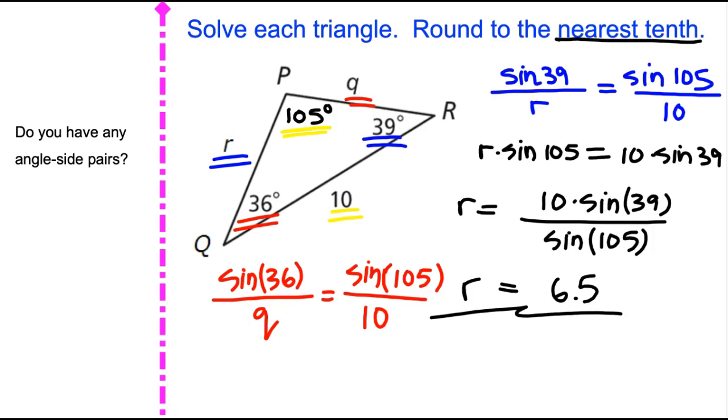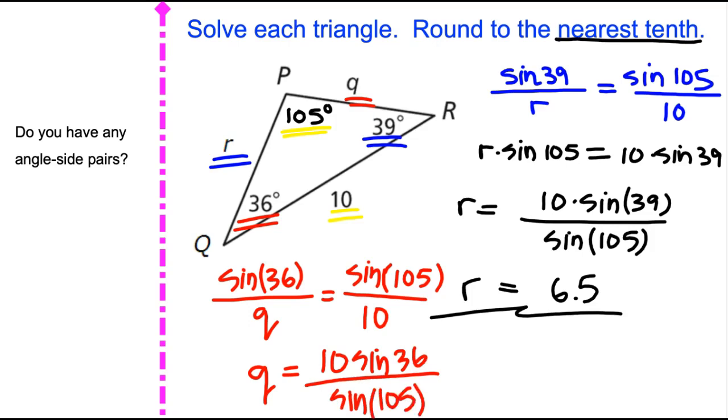Okay, same thing. So Q would be equal to, if I just jump straight to the answer there, 10 sine 36 divided by sine of 105. But we're getting kind of long on time here, so I'm going to keep cruising. Okay, any questions?